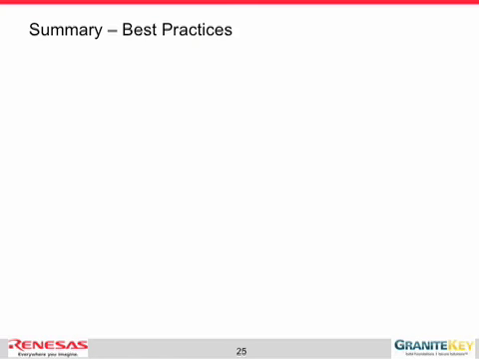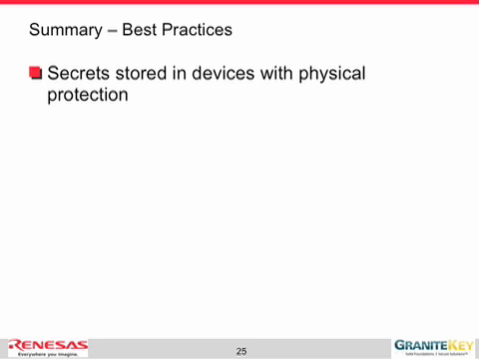So moving on to the summary. In summary, what are some of the best practices in security? As I mentioned before, secrets are stored in devices with physical protection. Murphy's Law: don't put the key on top of the doormat. Don't put the key under the doormat. Don't put it in the mailbox. Put it inside a chip.